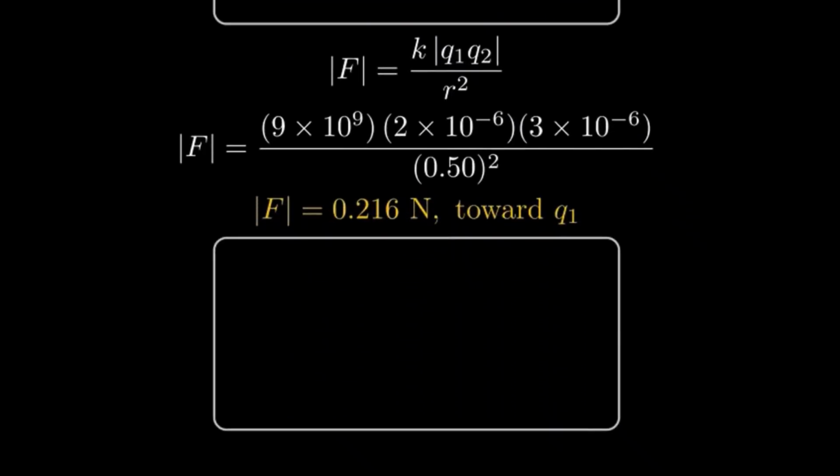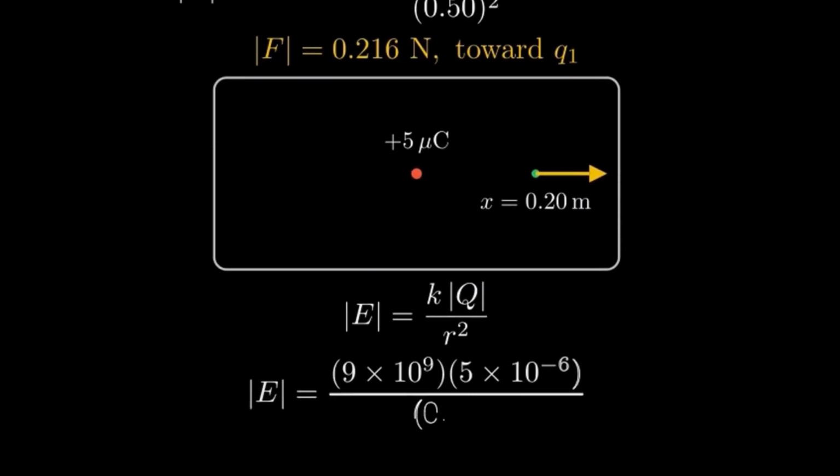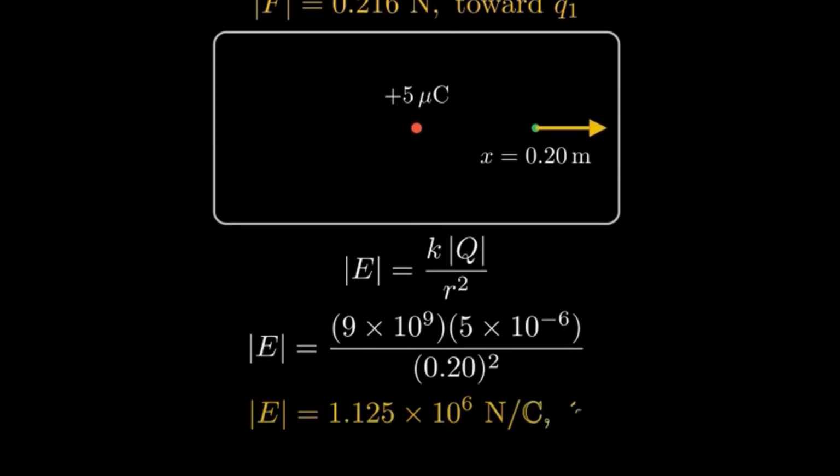Problem 2. A point charge of plus 5 microcoulomb is at the origin. Find the magnitude and direction of the electric field at x equals 0.2 meters on the positive x-axis. We mark the charge at the center and the field point to the right. The field magnitude is E equals KQ over R squared, and direction is radially outward from a positive charge. Substitute values. We get 1.125 times 10 to the 6 Newton per Coulomb directed in the positive x direction.